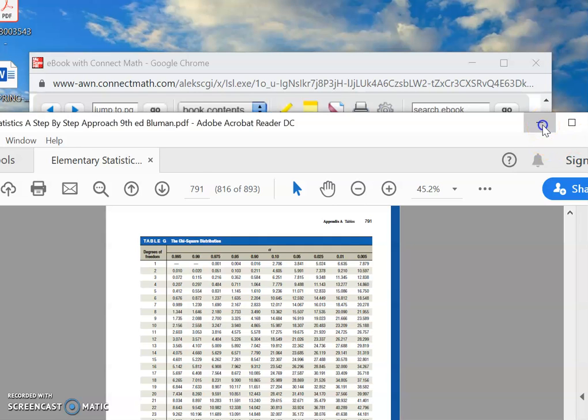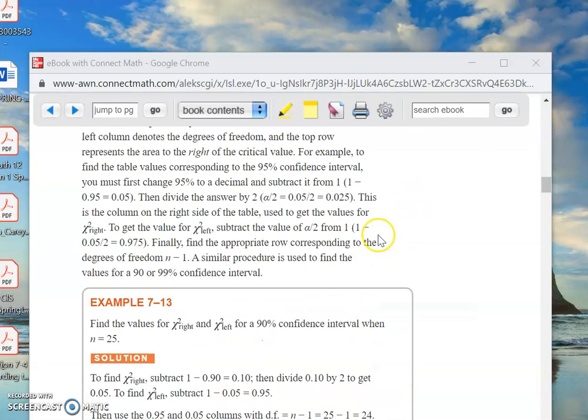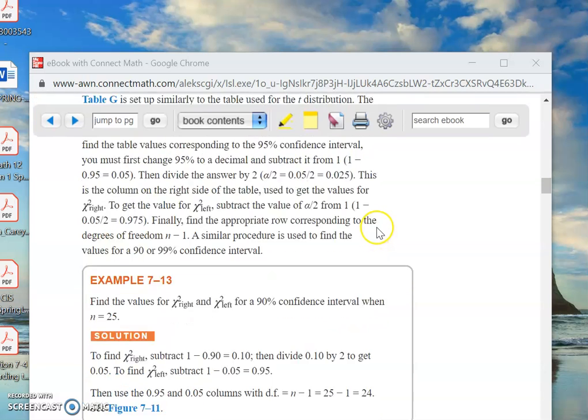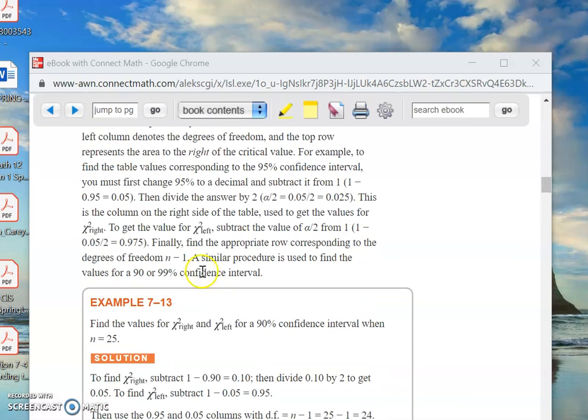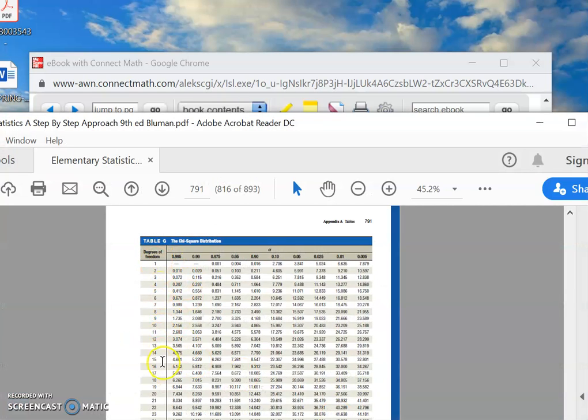So let me close this. All right, so here we go. Here's the way to handle this table. The left column denotes the degrees of freedom. I should have pointed that out. See, degrees of freedom. You see that?